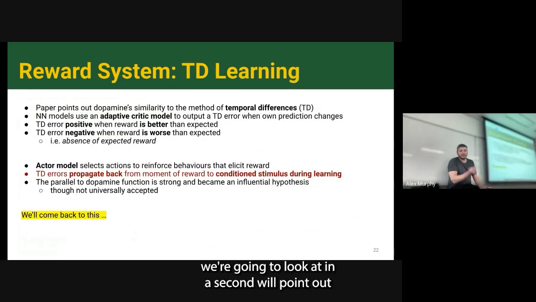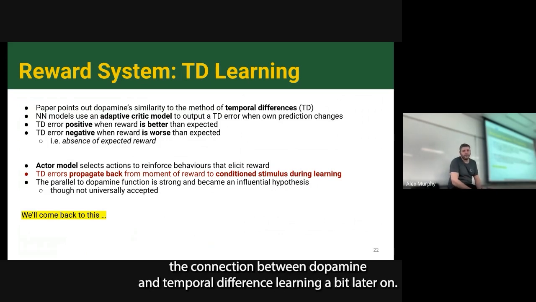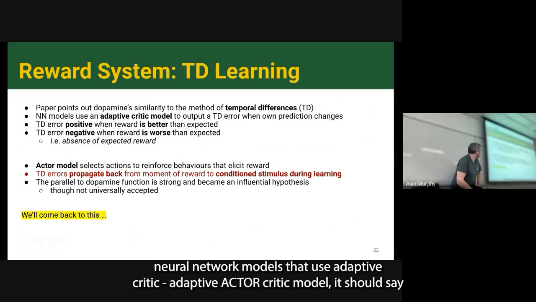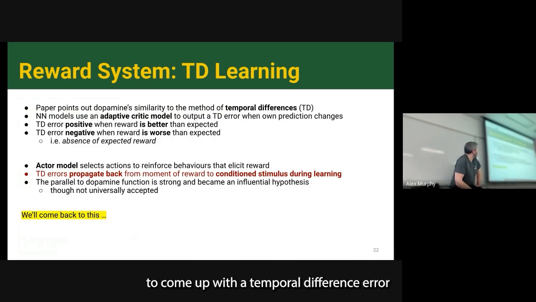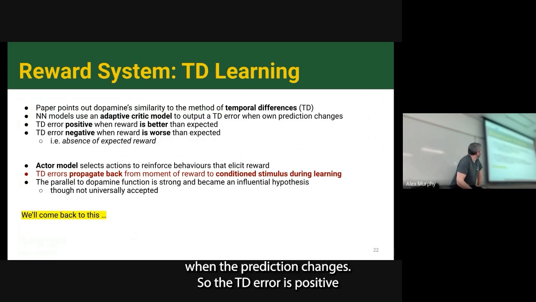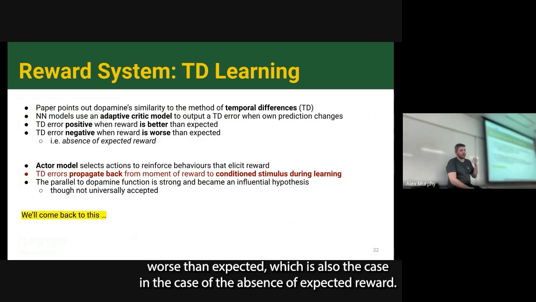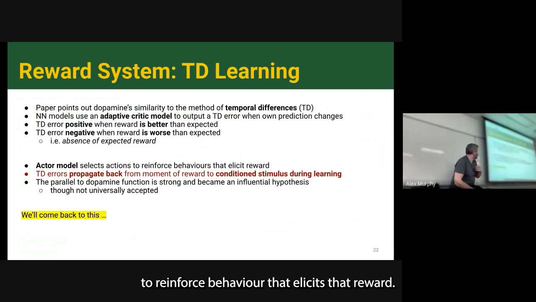The paper that we're going to look at in a second will point out the connection between dopamine and temporal difference learning a bit later on. It also points out that the neural network models that use this adaptive actor critic model output a temporal difference error when the prediction changes. The TD error is positive when the reward is better than expected, and negative when the reward is worse than expected, which is also the case in the absence of an expected reward. We'll select the actions to reinforce behavior that elicits that reward.